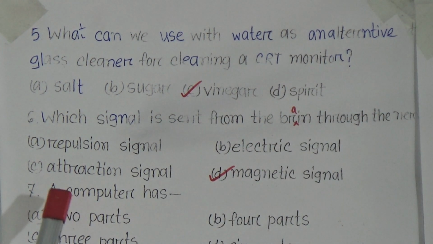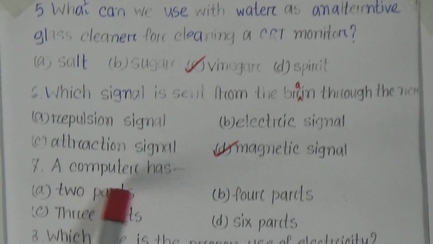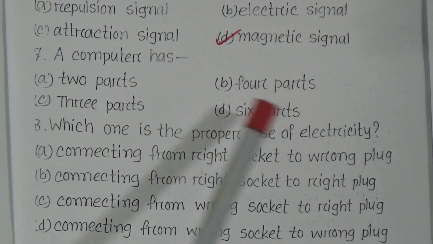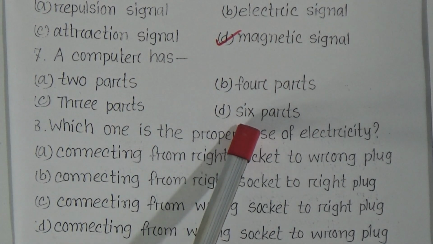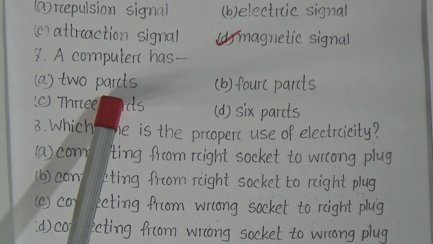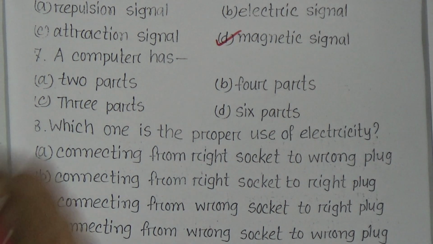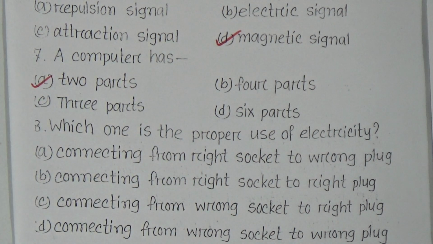Okay, number 7, a computer has option A, 2 pairs, option B, 4 pairs, option C, 3 pairs, option D, 6 pairs. Answer will be 2 pairs. A computer has 2 pairs. So we have to tick option A.